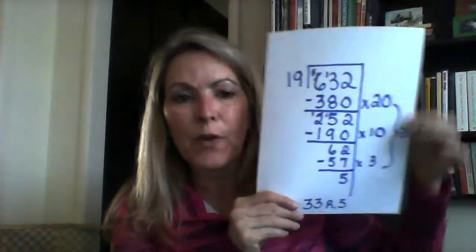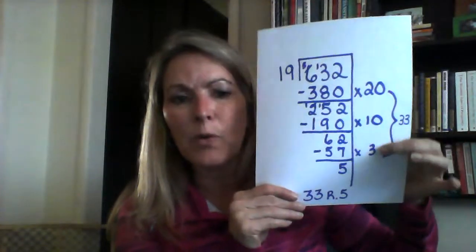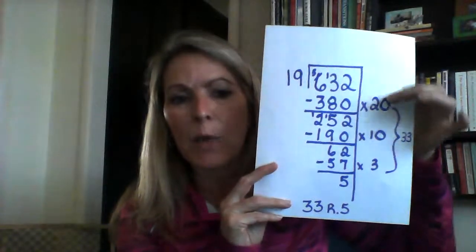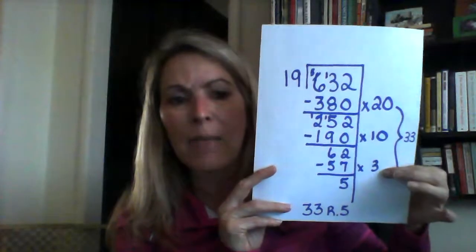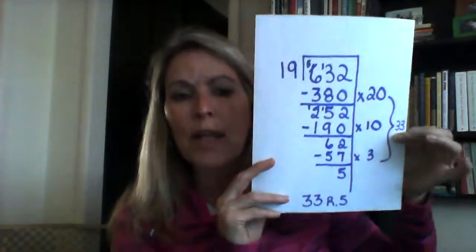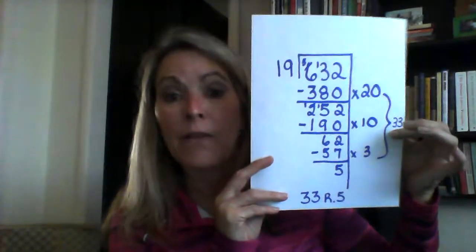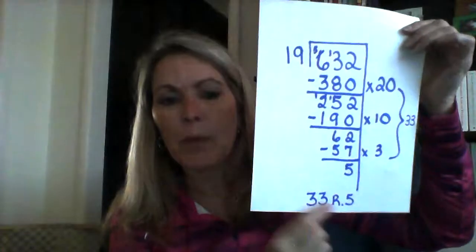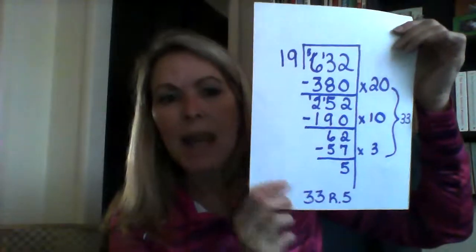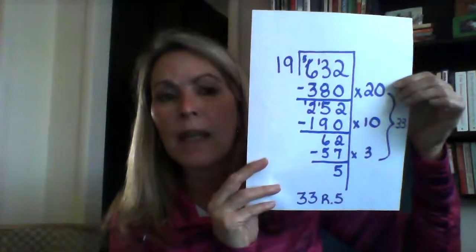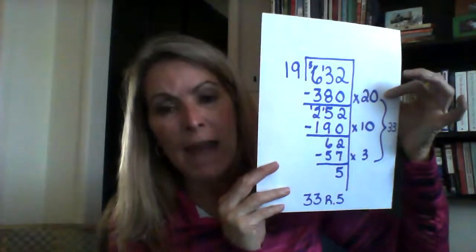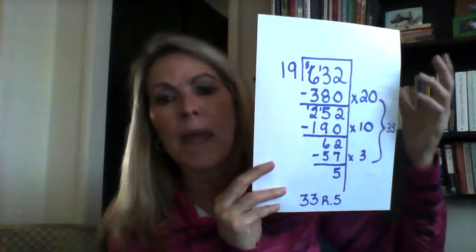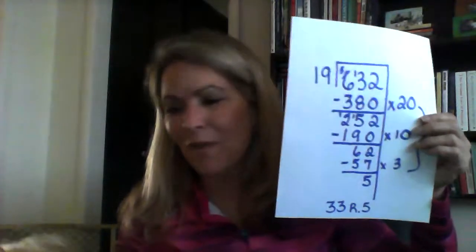So when I look over here, I add these groups together that I made. I first made 20, then I made 10, then I made 3. So I'll have 33 groups of 19. Those 33 groups will then leave me with a remainder of 5. And so that is just using the basic math facts of doubling, the times 10 pattern, and halving that to get times 5. And that gives me a way to start.